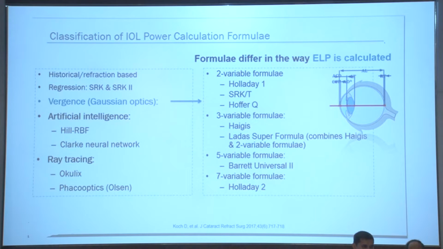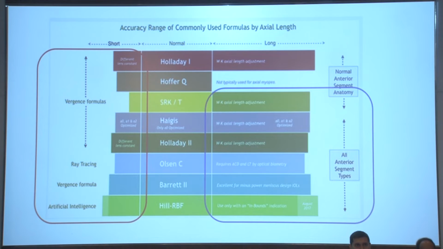Now the Vergence formulas, which are based on Gaussian optics, use different variables. Two variables: axial length and corneal power. Three variables: they also consider the anterior chamber depth. Five variables: they consider the lens thickness and the white to white, as in the Barrett Universal. And seven variable formulas use the preoperative refraction and the age of the patient. So this is the accuracy range of the commonly used formulas up to five years back.